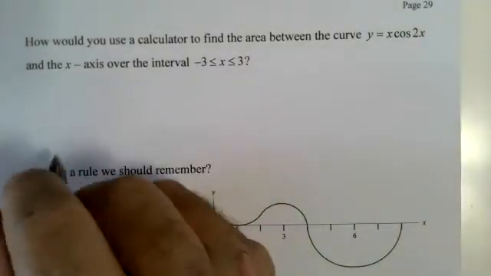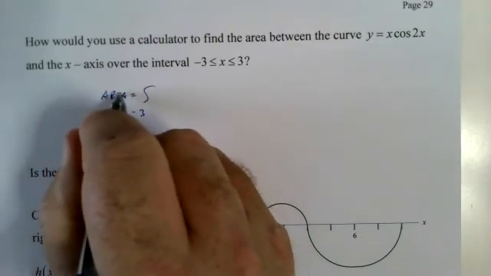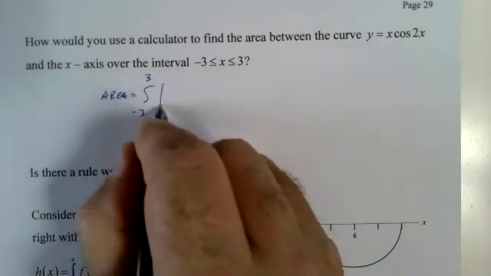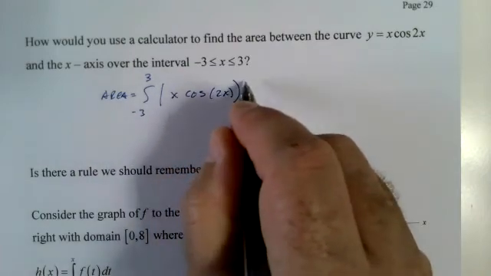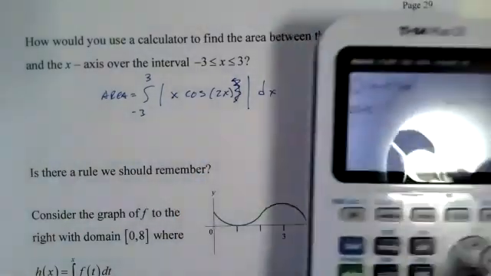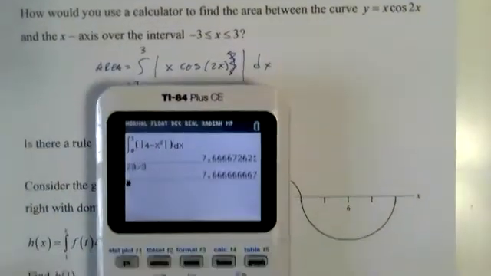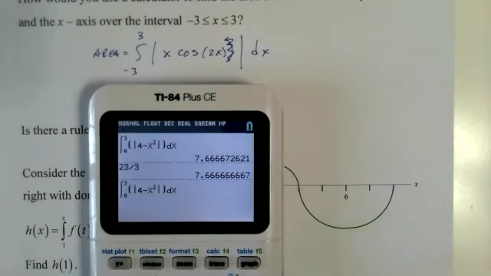So just for those who might have missed it, negative 3 to 3. Integral negative 3 to 3, absolute value x cosine 2x dx. Can I be lazy? A little bit. Negative 3 to 3. Delete, delete, delete, delete. X cosine 2x.